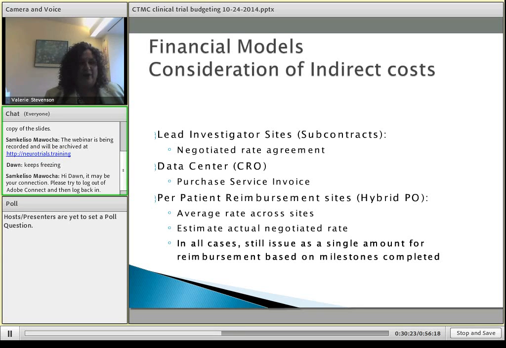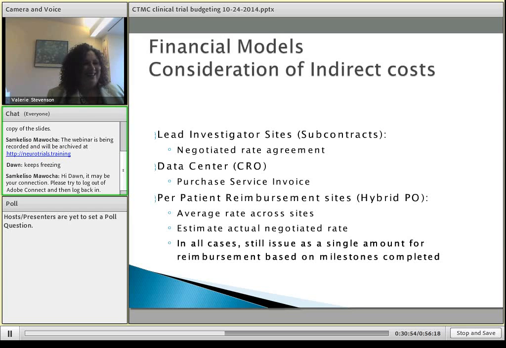If you have a data center or someone that's collecting specimens for you, they may be like a CRO, Quintiles comes to mind right away. That's a contracted agreement. It's a purchase service agreement. So that's treated a little bit differently. It's a vendor procurement transaction. And your institution will have different ways of looking at that. And we'll talk about that in a moment because it may sound like it's a nicer way to go, but again, that has implications as well.